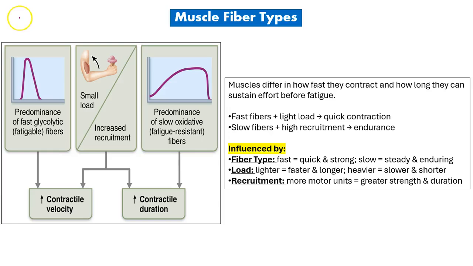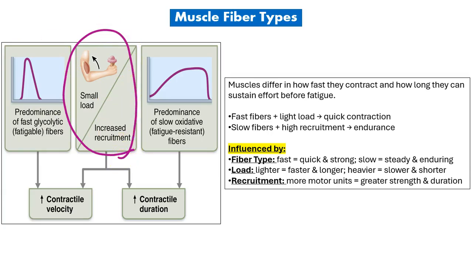Now that we understand what factors are going to maximize force, let's look at how those same principles play out with different muscle fiber types. That means we have to focus on how fast a muscle contracts and how long it can sustain force before it fatigues. So that means we need to know how load and recruitment are going to affect performance.